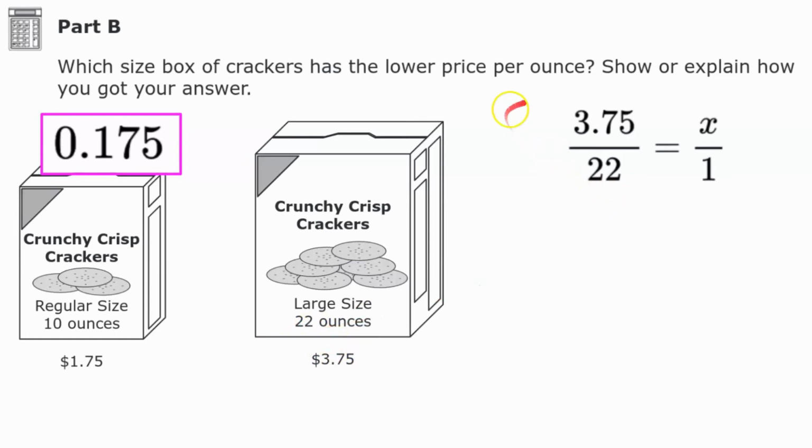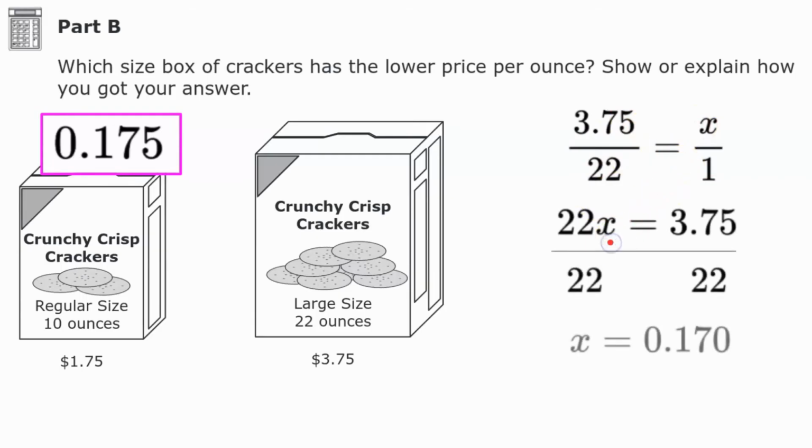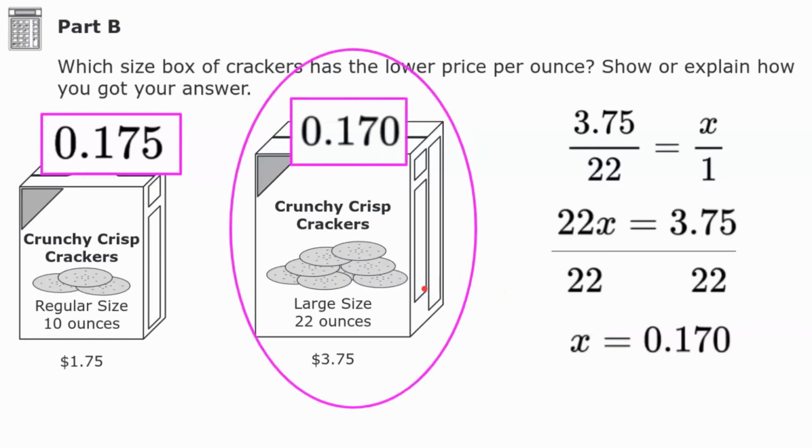$3.75 for 22 ounces. So it costs us $3.75 and we get 22 ounces. We want to know how much it's going to cost for 1 ounce. Cross products, 22 times x equals $3.75. Divide both sides by 22, and we get that x is equal to 0.17. So we know that the 22 ounce is a better deal by a very small amount, basically a penny, because if you're going to buy this in the store, it'd round to 18 cents. Here it'd be 17. So the 22 ounce is the lowest price per ounce.